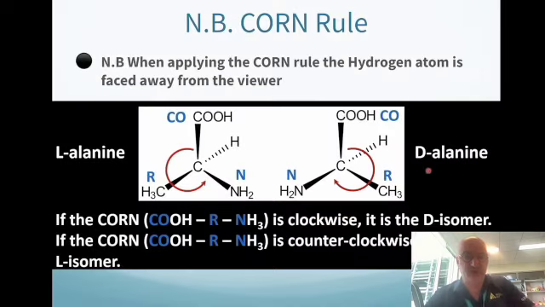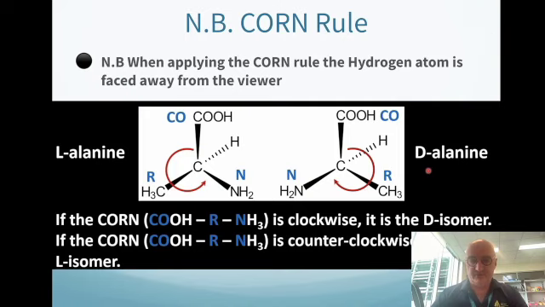I'm not moving on. The CORN rule, CORN. C is the carboxylic acid group with hydrogen at the back. R is the alkyl group, and N is the amino group. This is a good 2-hour lesson, so I'm flying through this one here.